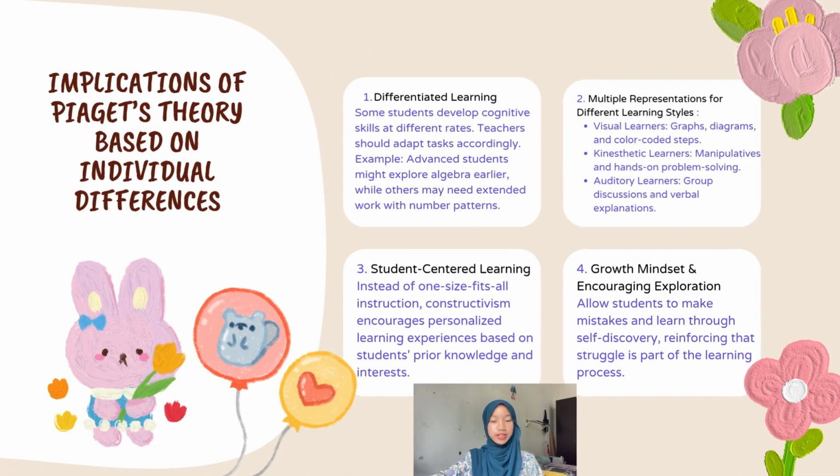Implication of Piaget theory based on individual differences. First, differentiated learning. Some students develop cognitive skills at different rates. Teachers should adapt tasks accordingly. For example, advanced students might explore algebra earlier, while other students may need extended work with number patterns.